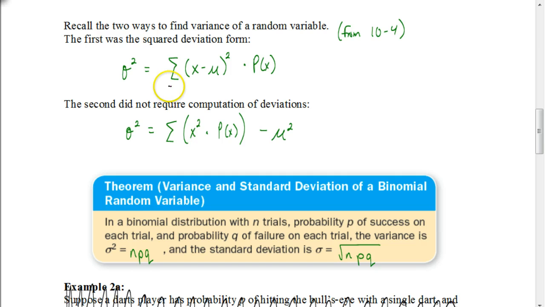Personally, I prefer this second technique, where we take and square the value for each of our random variables, and then multiply that times its probability, add those all together, so find the sum, and subtract from that sum the square of our mean. Again, it was a long process.